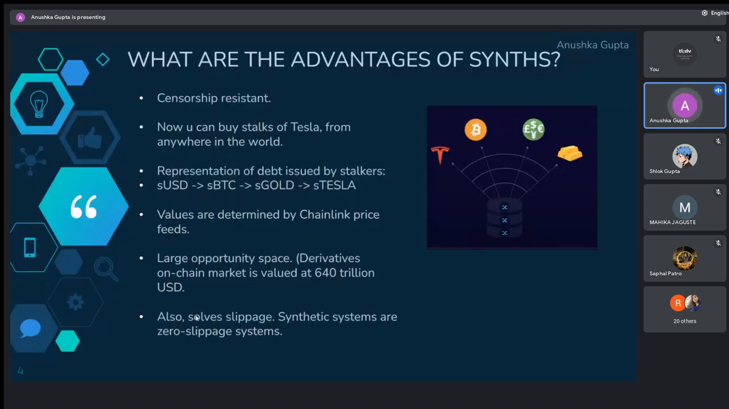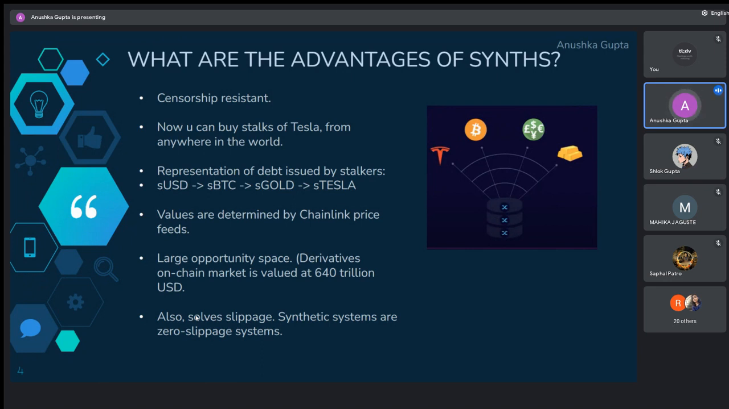What are the advantages of the various synths that are available? The first is that they are censorship resistant, and the second is that you can buy stocks of Tesla from anywhere in the country. These synths of Tesla are backed by Chainlink price feeds. Whatever changes are made in the real world Tesla stocks are replicated here, just as a tokenized version of it. Because of this, you can invest in Tesla by sitting anywhere in the world.